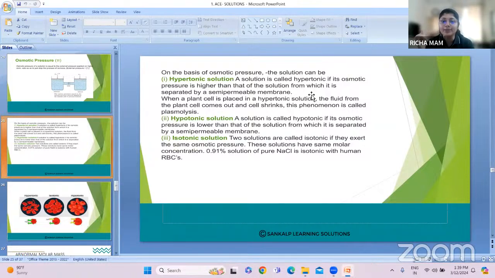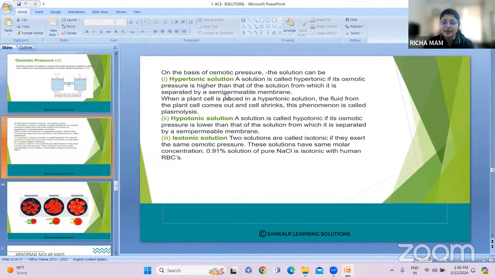And hypotonic means what? If the osmotic pressure of one of the solutions is lower than that of the given solution, then it is called hypotonic. Hypotonic means it has lower concentration. So examples are very important.